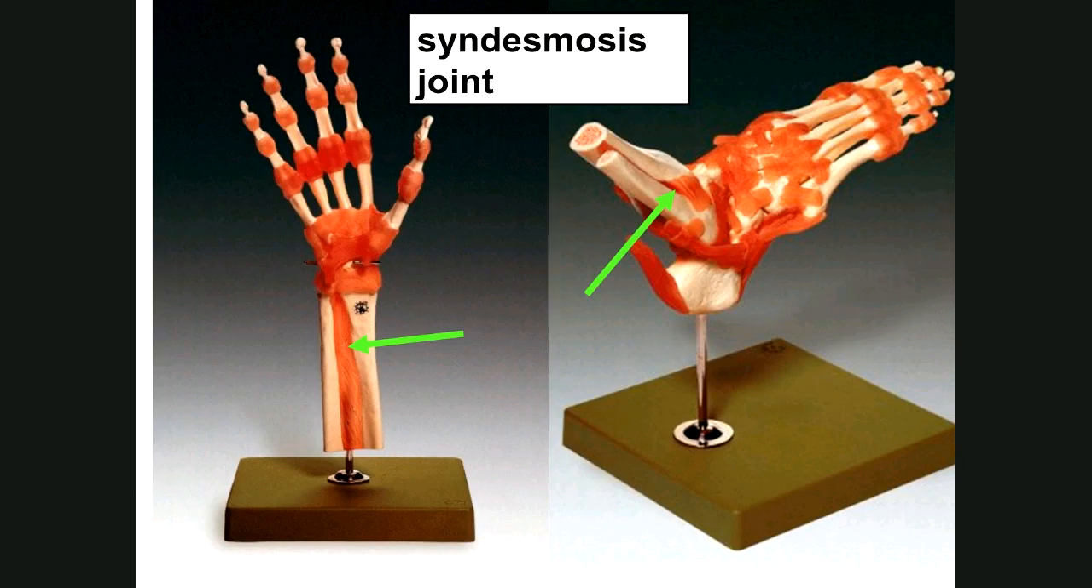Now, when we talk about this in lab, we're going to see the hand and we're going to see the foot. Right here's the radius, and right here's the ulna. Right here's the tibia, and this is the fibula. And look, there's a joint between them right here, joint between them right here. And this orange colored stuff represents those fibrous connective tissues. So we have these fibers holding the bones in close proximity.